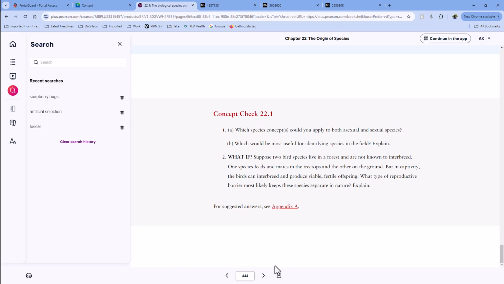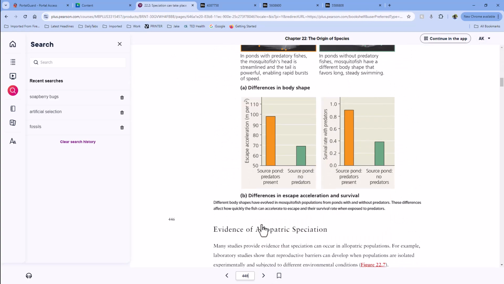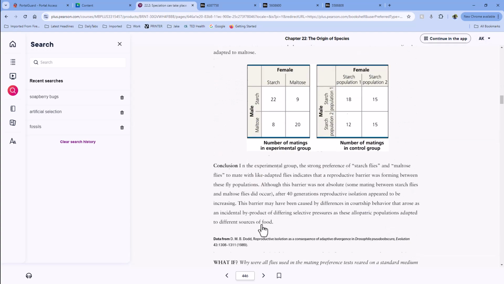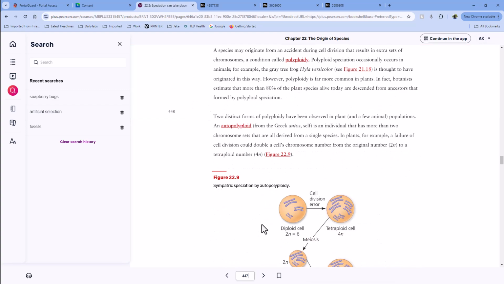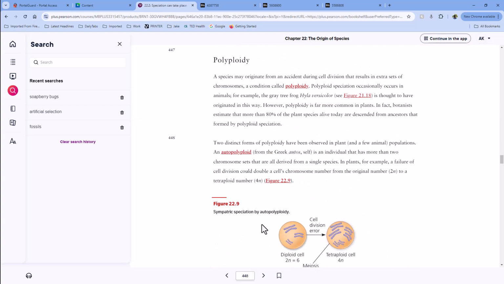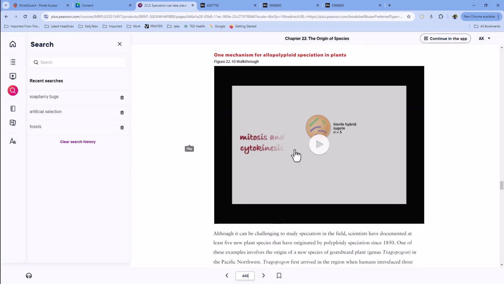And so I showed you that video in the lecture I recorded, and I'm sure it's in the text too. So if you come in here and then look at the polyploidy with the sympatric, there are the figures that show it, and here's that video, mechanisms of allopolyploidy and autopolyploidy.